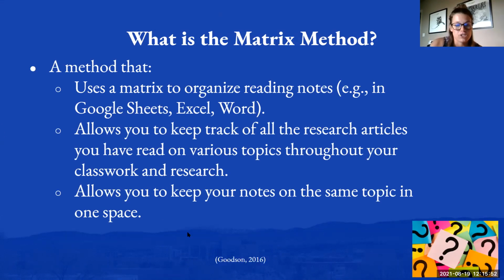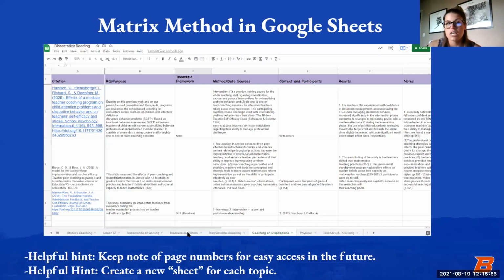Here is another screenshot, and this is a screenshot of my matrix. When you're reading research articles, it's really beneficial to take notes. Hillary talked about this too, about the abstract of what's happening within the journal article. So I put the citation here. Again, you can tailor this to whatever you need. But I put the citation first, and then I put the research question and purposes, the theoretical framework, the method that they used, and the data sources that they used, as well as the context and participants, results, and notes. And like I said, you can tailor this.